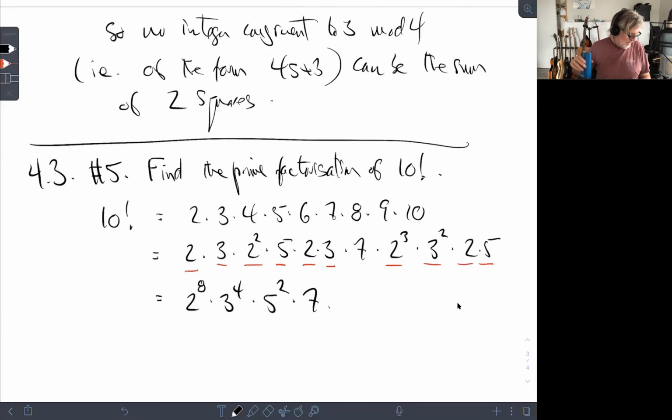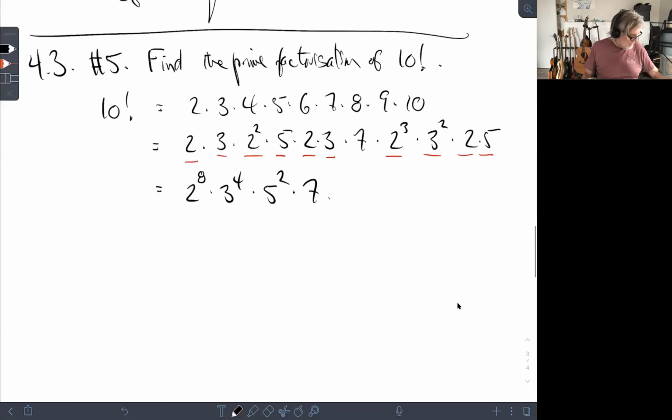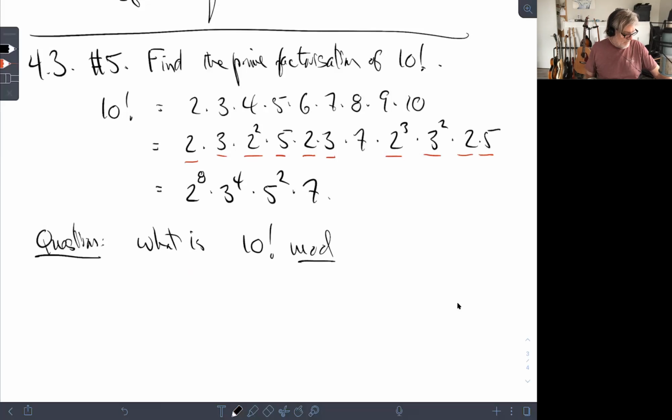Okay, which is nice, not too difficult, right? And then this question occurred to me, so I'm just throwing this question in, and I'm going to add it to my list of questions, I think. Question: what is 10 factorial mod 11?